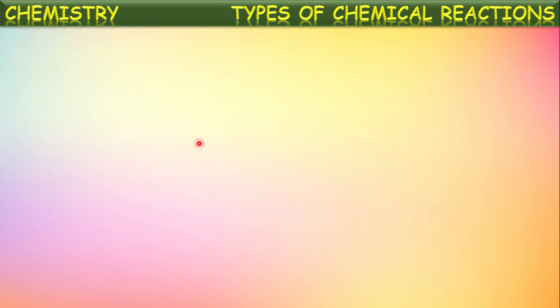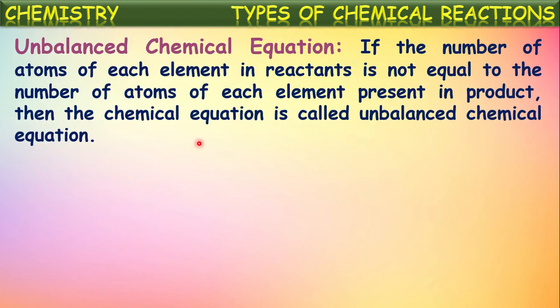Now let us see the other kind of chemical equations, that is, the unbalanced chemical equation. If the number of atoms of each element in the reactants is not equal to the number of atoms of each element present on the product side, then the chemical equation is said to be an unbalanced chemical equation.